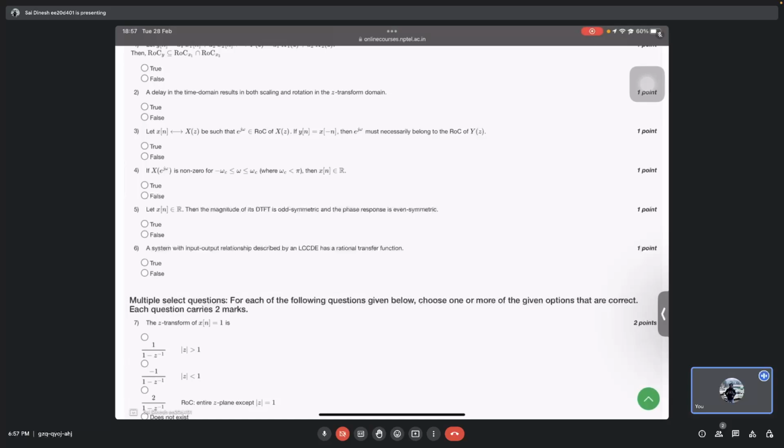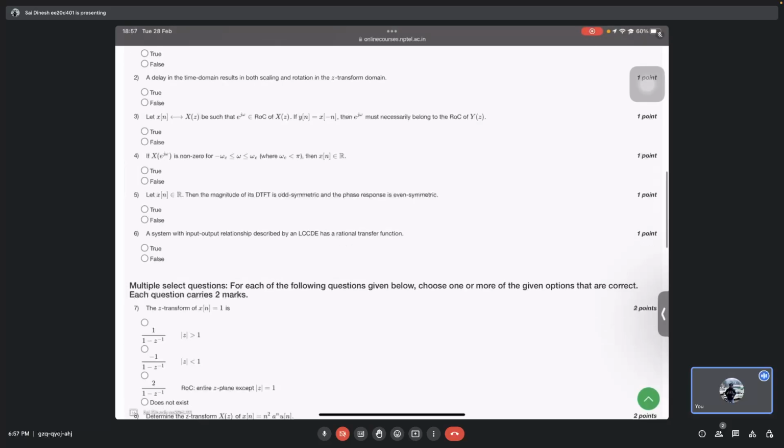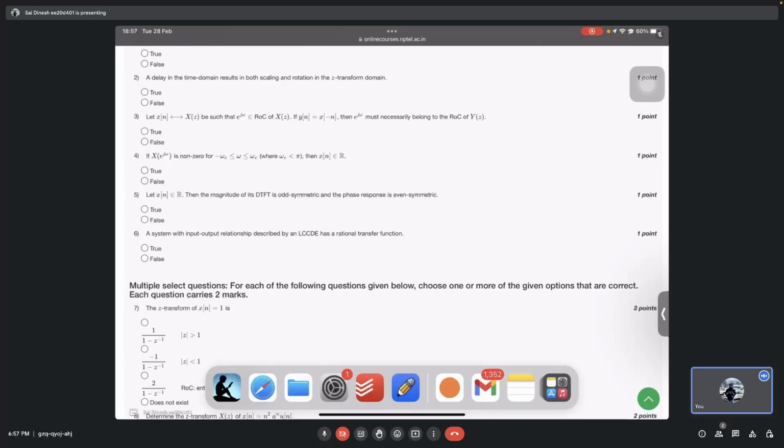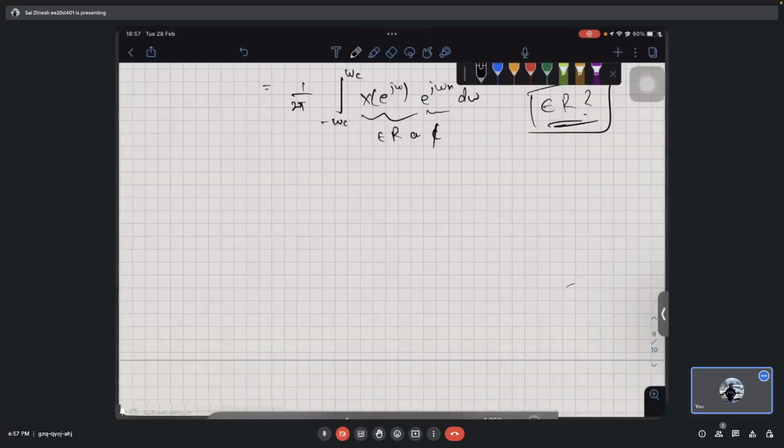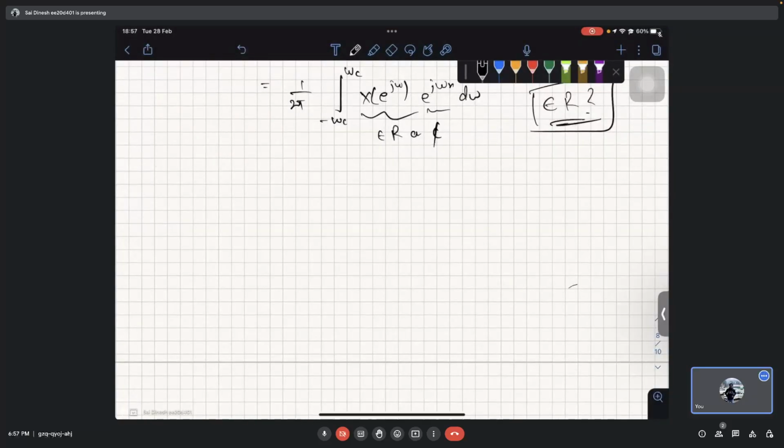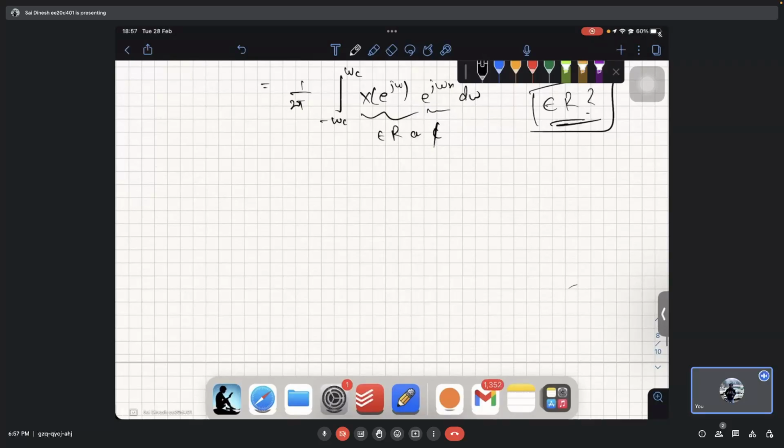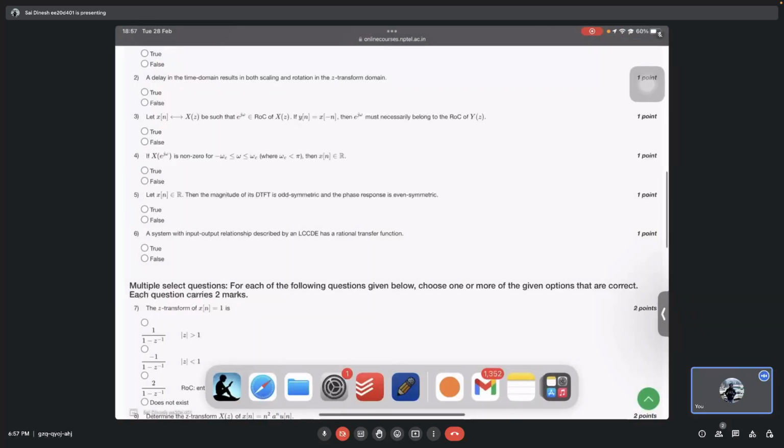So here the question is that a system with input output relationship described by an LCCDE has a rational transfer function, true or false? Is it so? What question is that? Question 6.